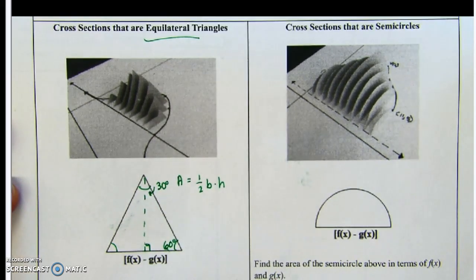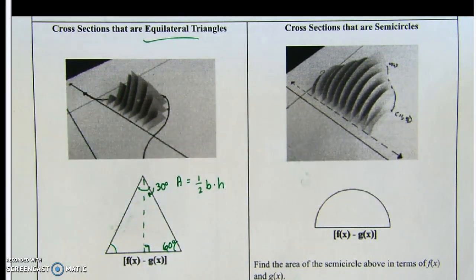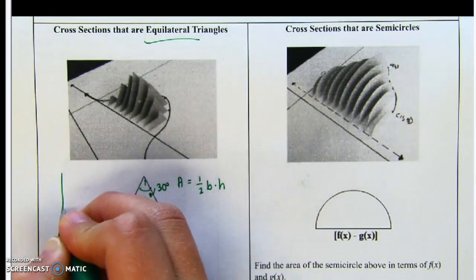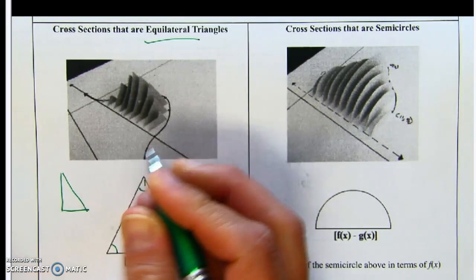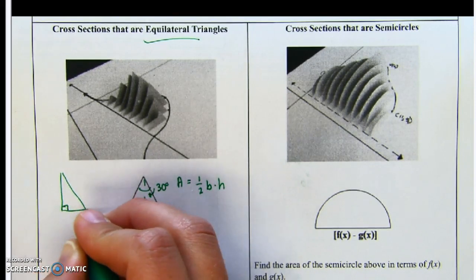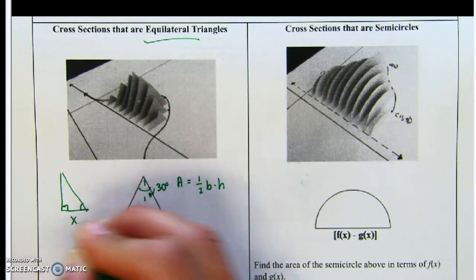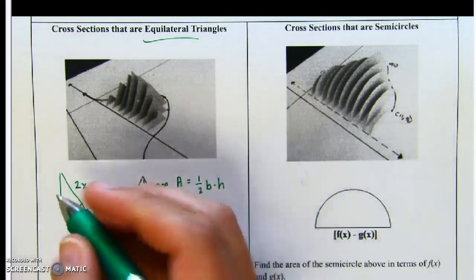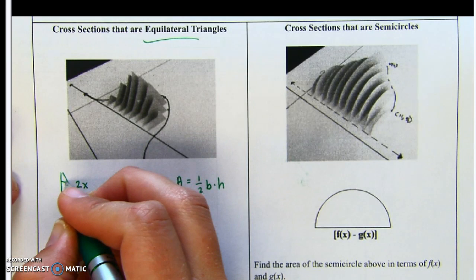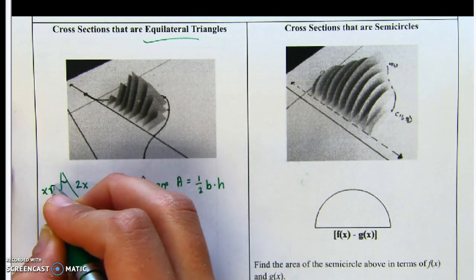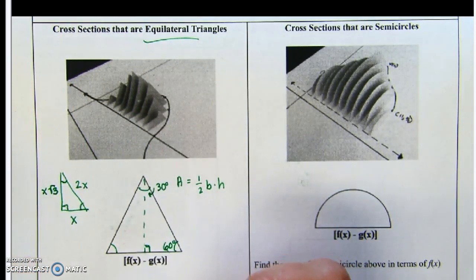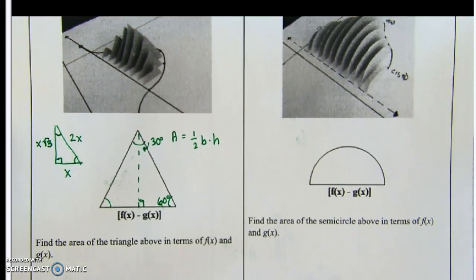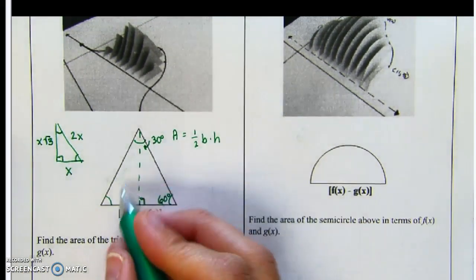Now, a long time ago in a galaxy far, far away, you learned something called special right triangles. And a special right triangle, a 30, 60, 90, has a formula that goes like this. Next to the 60 degrees is x, the hypotenuse is 2x, and next to the 30 degrees would be x square root 3. Remember that? Nod your head. Okay, now back to this.